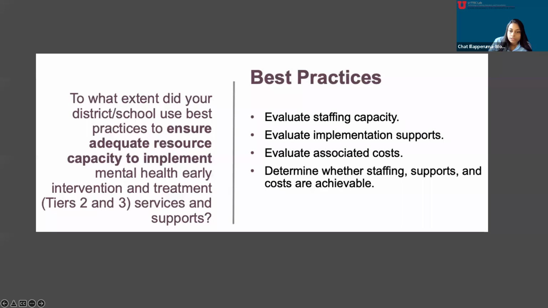Also determine whether staffing, the implementation supports, and the cost of services are achievable and realistic. And if not, how do you again pilot, or how do you effectively downsize? So some things to think about.